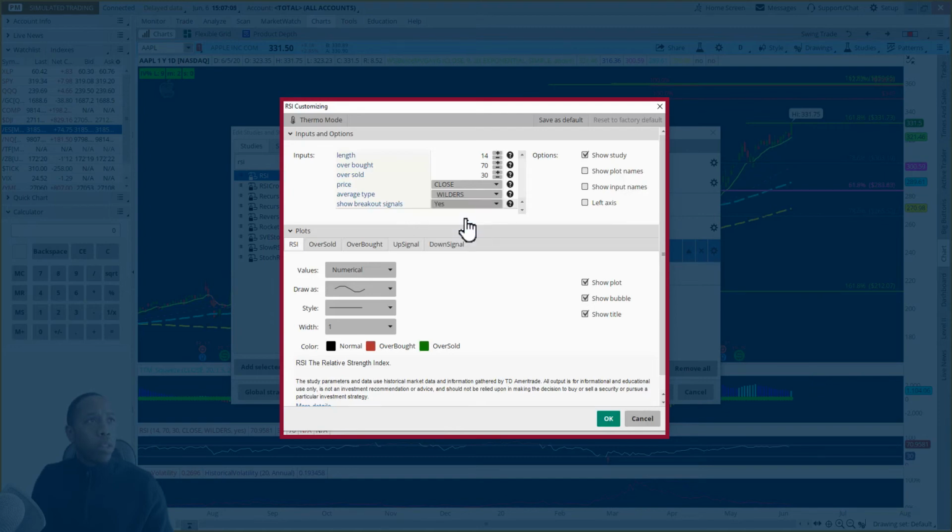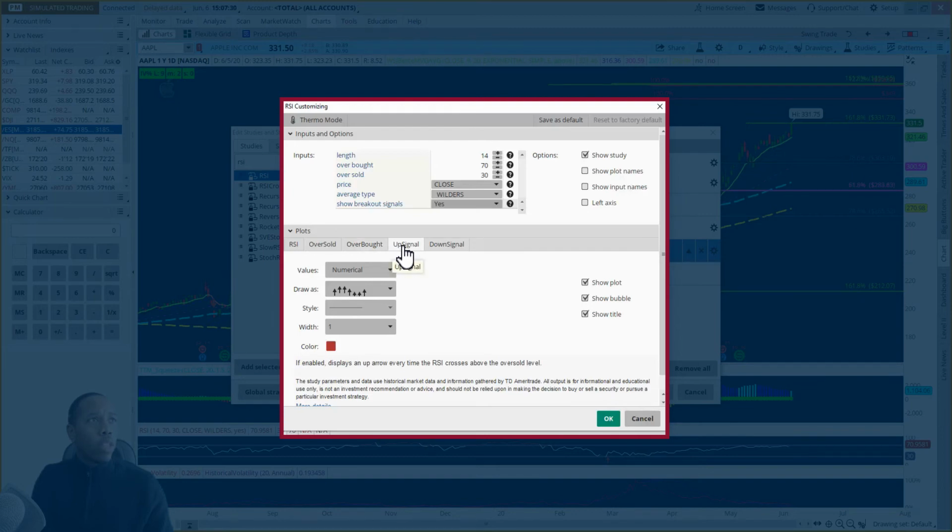The breakout signals are going to give us those up arrows and down arrows to give you an indication. Those are your triggers to get in or get out. That makes things a little easier. And I'm going to go to the plots, and we're going to plot the oversold and the overbought levels here. They're already purple right here. I actually kind of like this purple color, so I'm going to just leave this at purple, oversold and overbought.